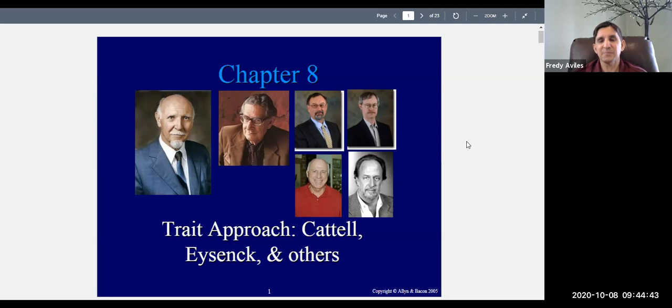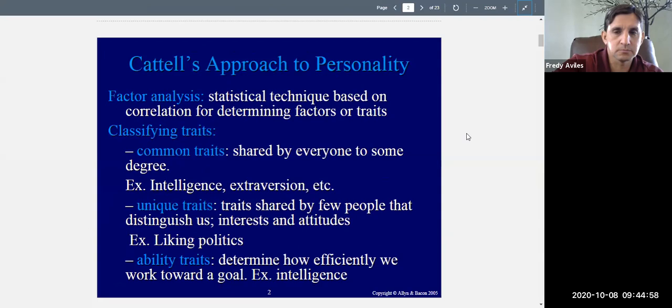It seems like a lot, but it's really not. It's personality theories based on personality traits. There's actually gonna be several theories. We're gonna talk about four different theories, but they don't take that long to talk about. Cattell's is actually the longest. We'll talk about his first.